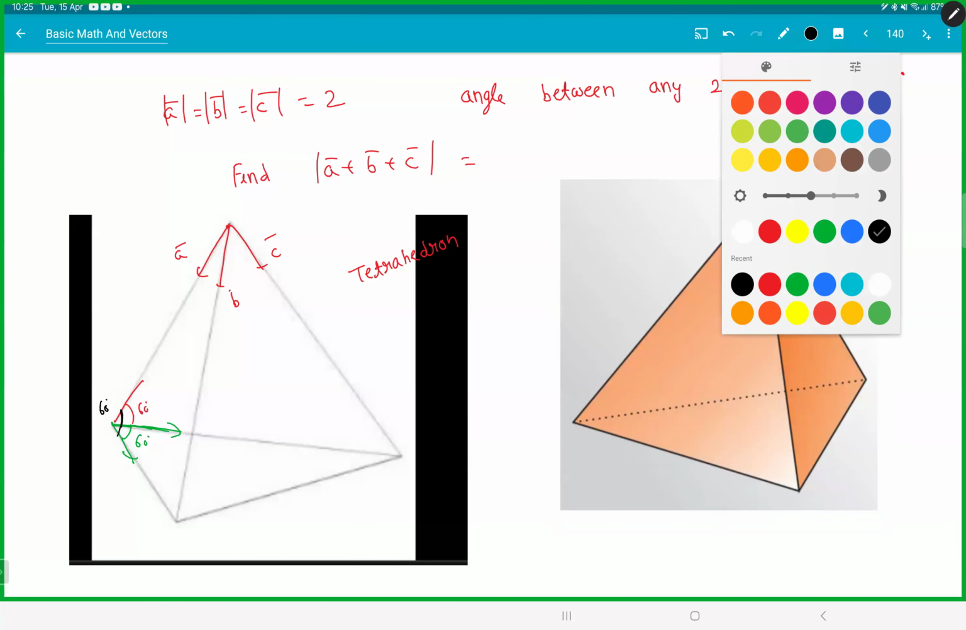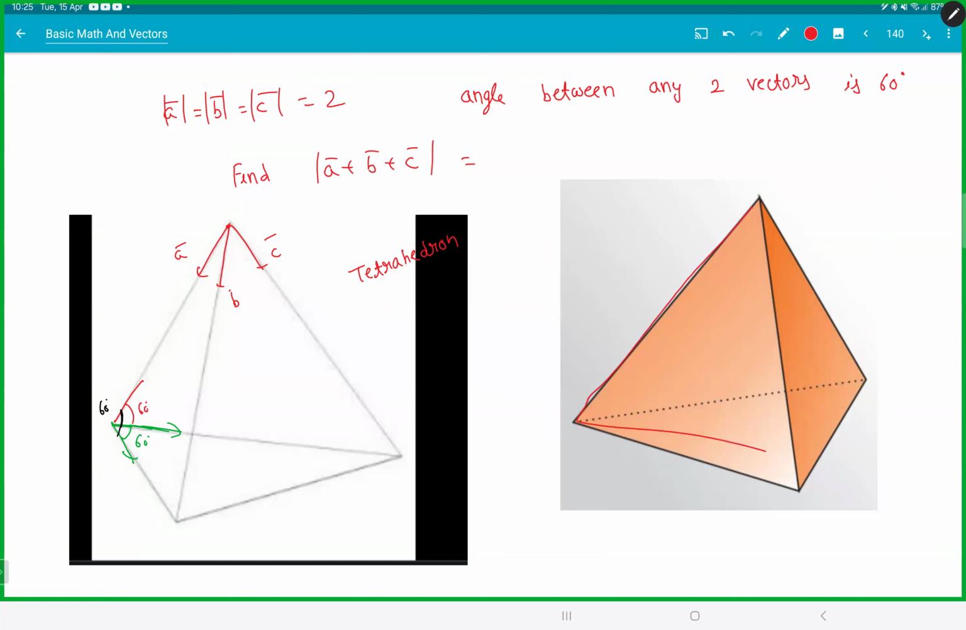And the property of a tetrahedron: if you see, all these faces are equilateral triangles. All sides are equal. In a tetrahedron, all faces are equilateral triangles. So we will try to do this with geometry right now, but later on I'll teach you something called the dot product. You will get the answer pretty fast. But for now, let's imagine with geometry and try to do this.